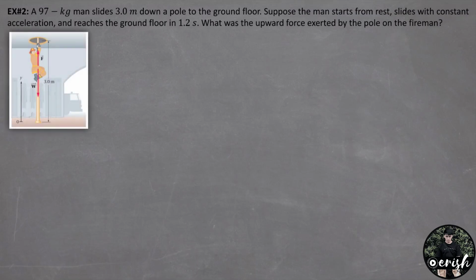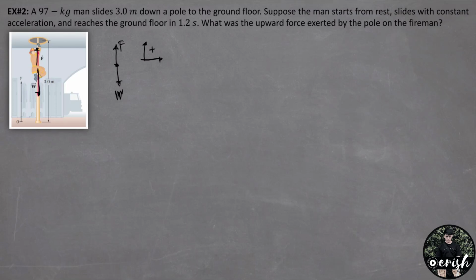In the figure, makikita natin yung man na nag-slide pababa, and meron dalawang forces na nag-a-act sa kanya. Una is yung kanyang weight, eto siya. Pangalawa is yung force na nararamdaman niya na ibinibigay nung pole, which is pataas, eto siya. So in creating a free body diagram, this is the weight, and this is the force na binibigay ng pole. Assuming this is the positive side.